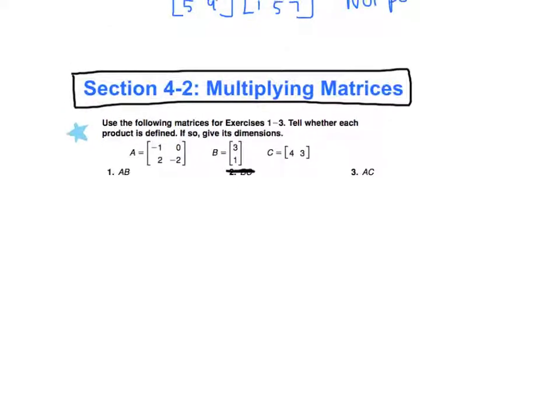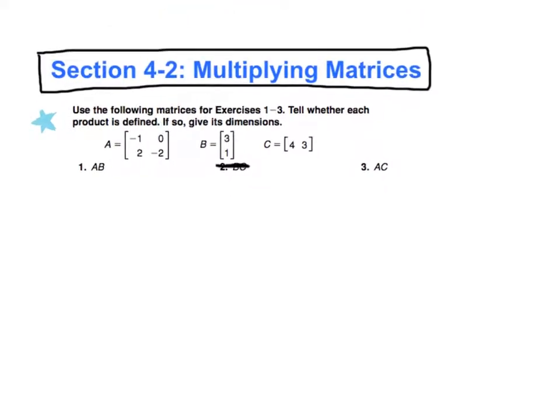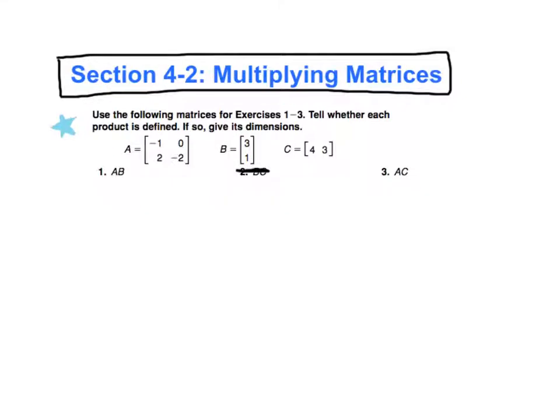So moving on, it says to use the following matrices for these exercises and then tell whether the product is defined. If so, give the dimensions. All right, so we want to multiply A by matrix B. First off, before we even multiply them, we need to see if it's defined. To do that, let's look at the dimensions.